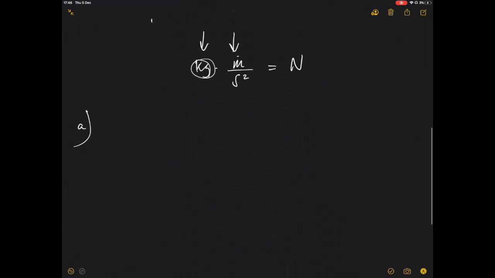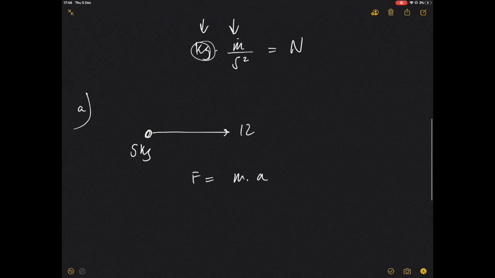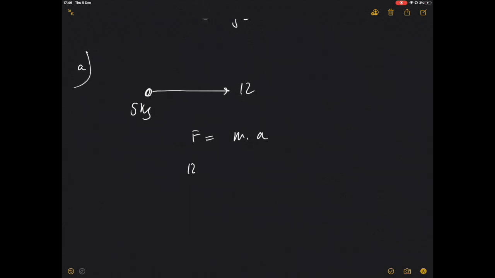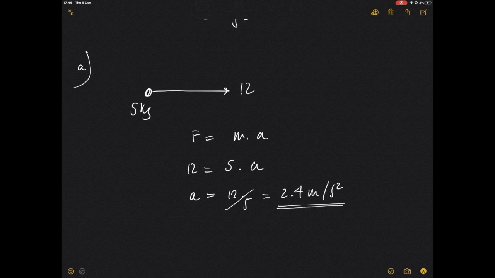Okay, so let's think of this example. Our example A is a force of 12 newtons acts on a particle which weighs 5 kilograms, and it says work out what its acceleration is. Okay, so we use force equals mass times acceleration. We have our force, which is 12, equals our mass, which is 5, times a. Therefore, acceleration must equal 12 divided by 5, which equals 2.4 meters per second squared. Okay, quite simple, right?